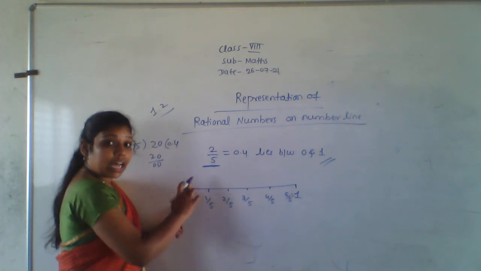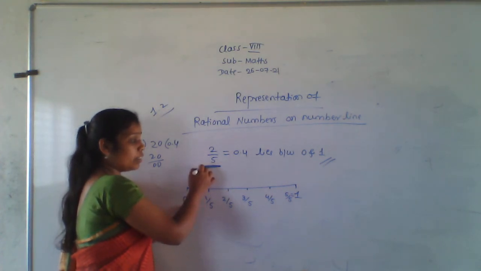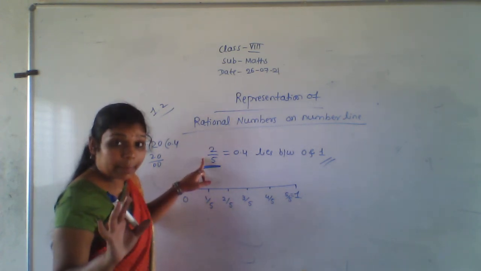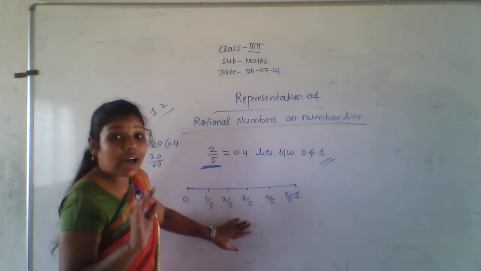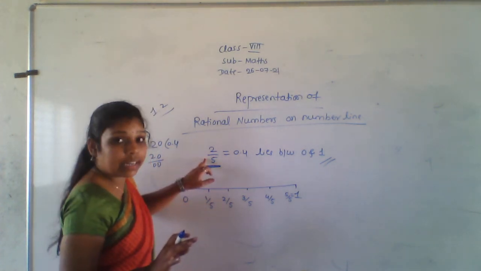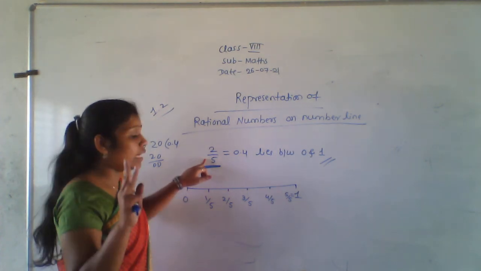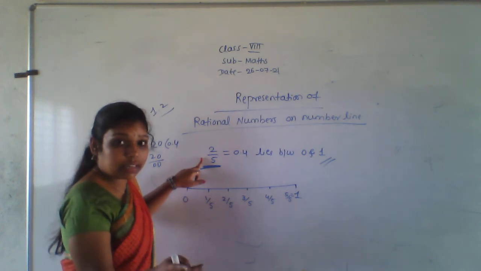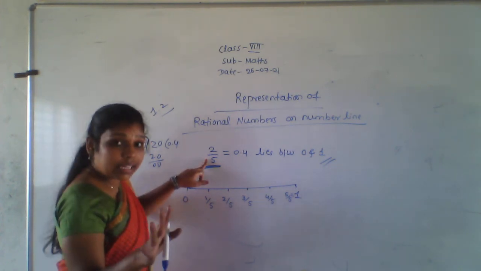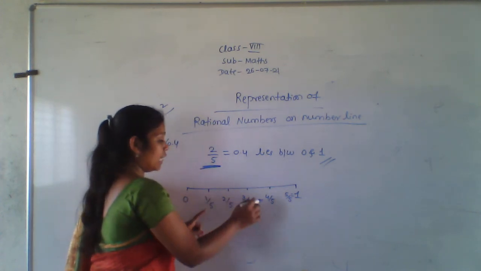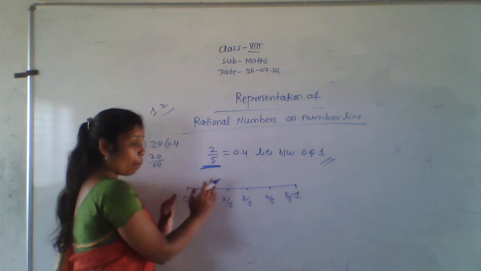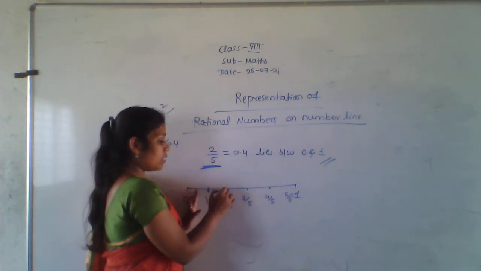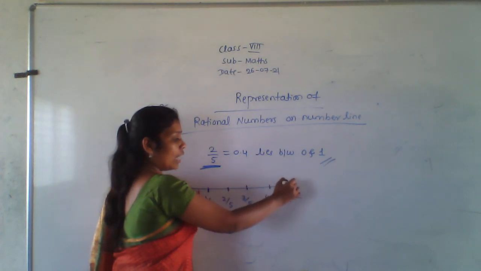After that, observe the denominator term. What number is given in the denominator here? The denominator number is 5. Then we need to make 5 equal parts. That is the meaning of the denominator. If the denominator is 3, then make only 3 equal parts. If the denominator is 9, then make 9 equal parts. Here 5 is there, for that reason I am making 5 equal parts, except 0 but including the 1. So here first one, second one, third one, fourth one, and this is the fifth part.